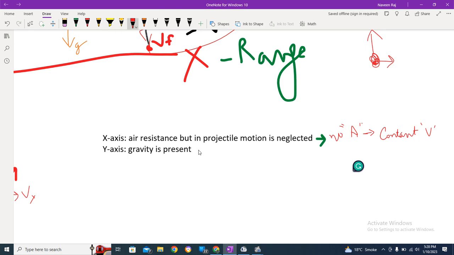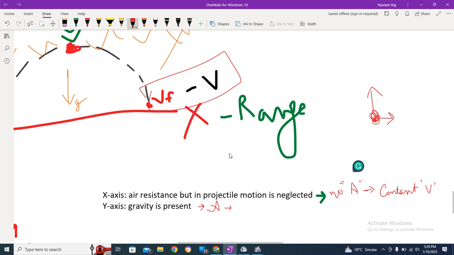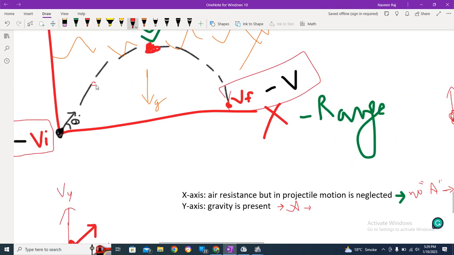In the y-axis we have gravity, a resisting force, so that means that there is acceleration. Acceleration means that there is a change in velocity. Like you can see, the ball will go over here, then over here, then over here. This is gravity making it change its direction. It is going up, and due to gravity, at the highest peak point it comes back down. This is not due to air friction. This is due to gravity.